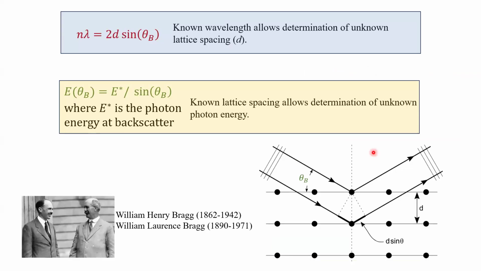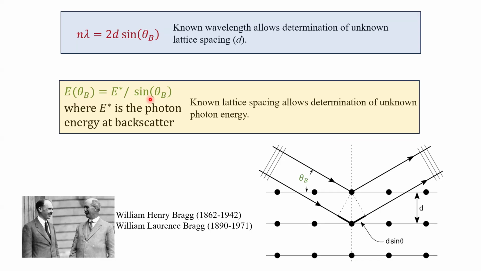All right, so the Braggs, of course, came up with the equation nλ = 2d sin θ, where θ is the angle of grazing incidence. And for today, it's going to be useful to recast this as the energy diffracted as a function of Bragg angle is the energy at backscatter divided by the sine of the incident angle. And so the key point here is a known lattice spacing allows determination of an unknown photon energy. As far as the Braggs are concerned, the purpose of diffraction is to determine a crystal structure. But once you know a crystal structure, you can then use that crystal as a dispersing element in a spectrometer.